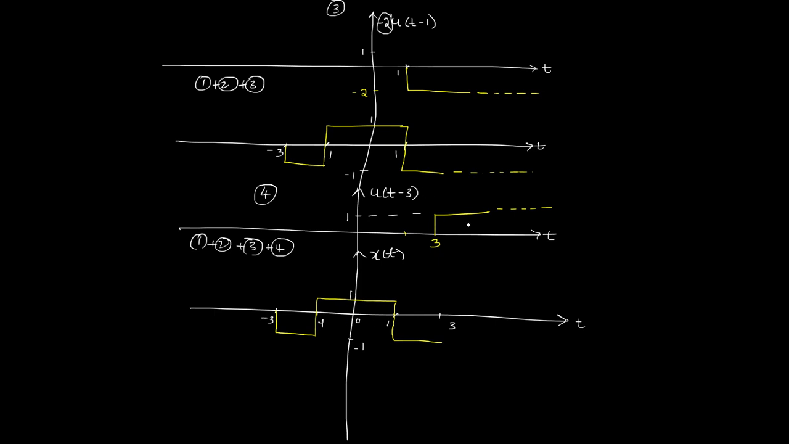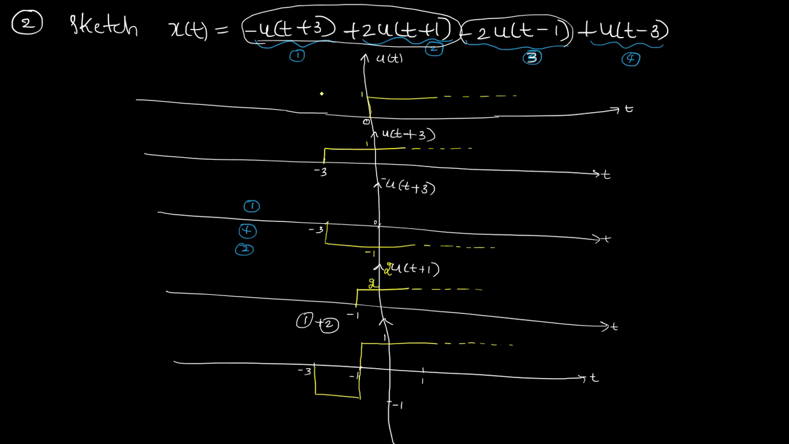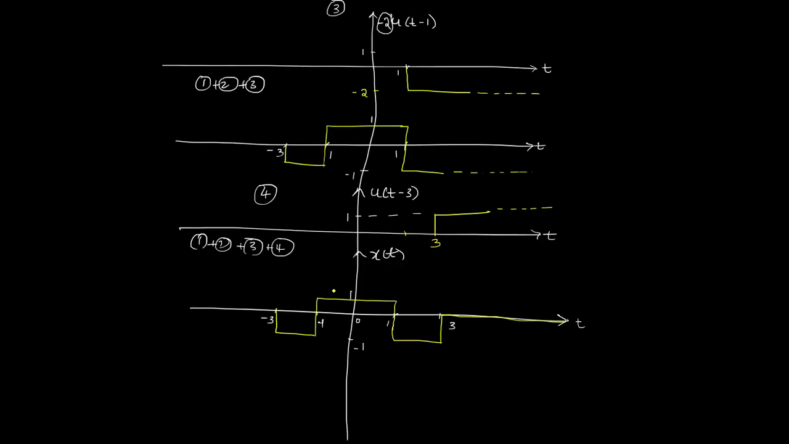Now what happens after 3? After 3, here the amplitude is plus 1 and here the amplitude is minus 1. So when you add minus 1 with plus 1, you are going to get 0, right? That's all. So at 3 exactly it shifts to 0, and it is 0 everywhere after that, on the axis. So this is the answer for x of t. This is what they have asked in the problem: sketch x of t. x of t looks like this, like a square wave. This is the final answer.